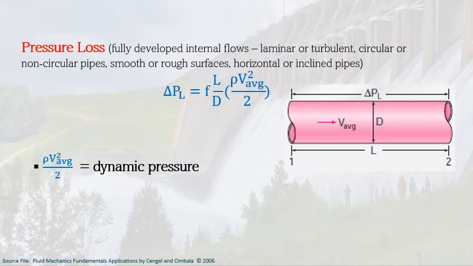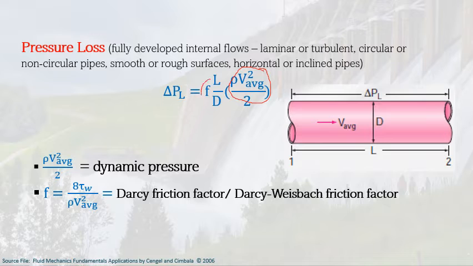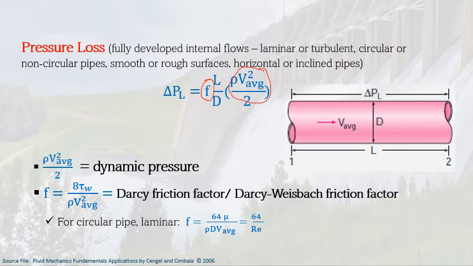Our dynamic pressure is denoted by this quantity, and then we also have the Darcy friction factor, denoted by this f here. It is also called the Darcy-Weisbach friction factor. For a circular pipe having laminar flow, the Darcy friction factor can be computed simply using the formula 64 over Re. So if you have the Reynolds number, the pipe is circular, and the flow is laminar, then you can get the Darcy friction factor and use it to compute the pressure loss.